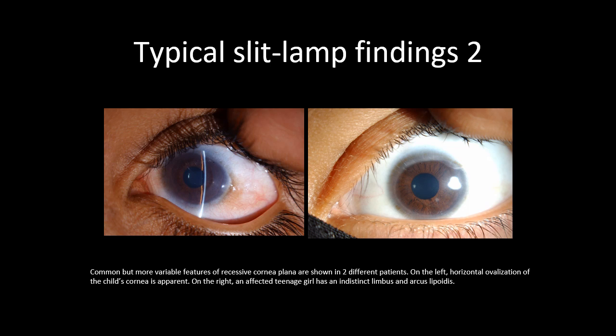Horizontal ovalization of the cornea is another typical finding we see in these children, as you can see in the image to the left. In the image to the left, you can also see how flat that cornea is on the slit beam, and you can see the arcus lipoides and indistinct limbus. On the image to the right, again, arcus lipoides, indistinct limbus in an affected teenage girl.